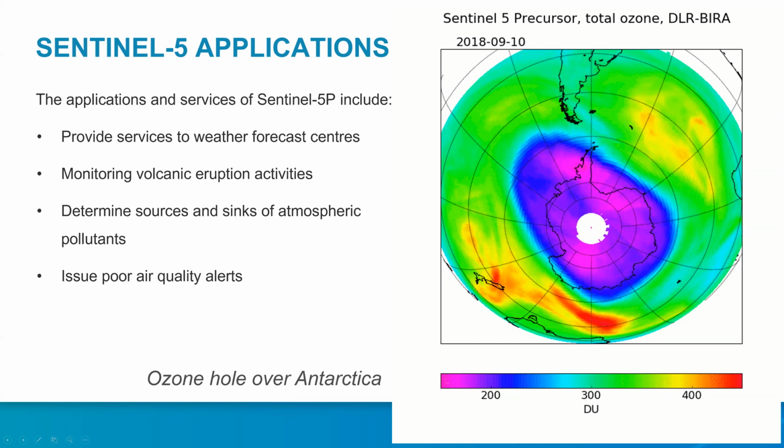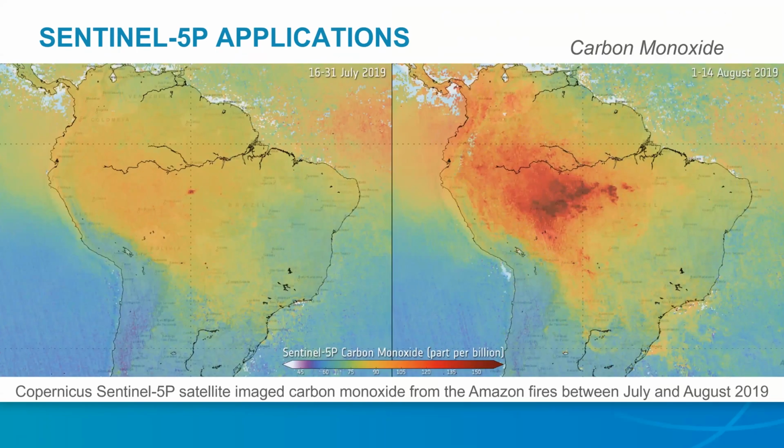Here we have an example of a Sentinel-5P application, and this shows carbon monoxide from the Amazon fires. The image shows the difference in carbon monoxide in the air between July 2019 and August 2019 over the Amazon. This pollutant is often associated with traffic, but here we see the increase in atmospheric concentrations following the fires. So once in the air, it can cause problems for humans by reducing the amount of oxygen that can be transported in the bloodstream.